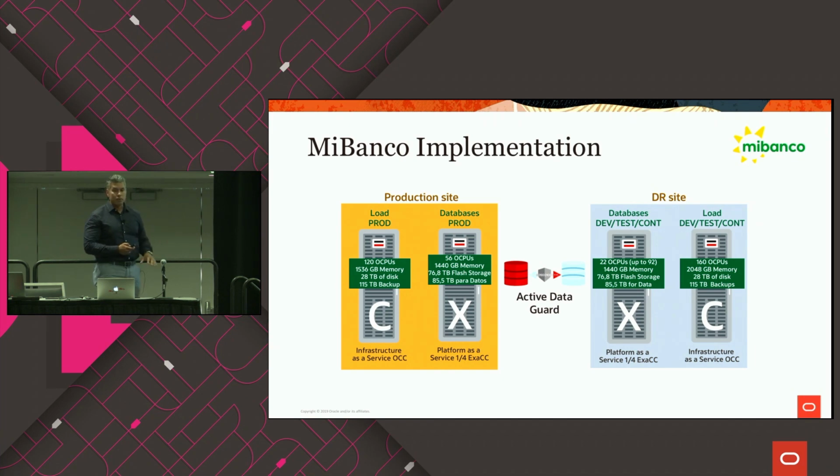On the production environment, they implemented an ExaCloud@Customer with a proper rack configured with 2 nodes running the InfiniBand network, and a second ExaCloud@Customer using active DataGuard. Why active DataGuard? Because they wanted to run analytics, and analytics was using a lot of power on the production environment. So they decided to move that load to the standby side.